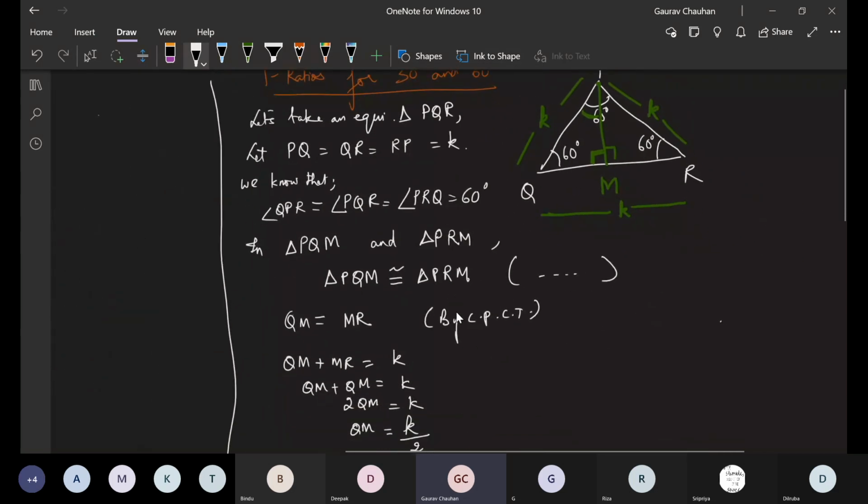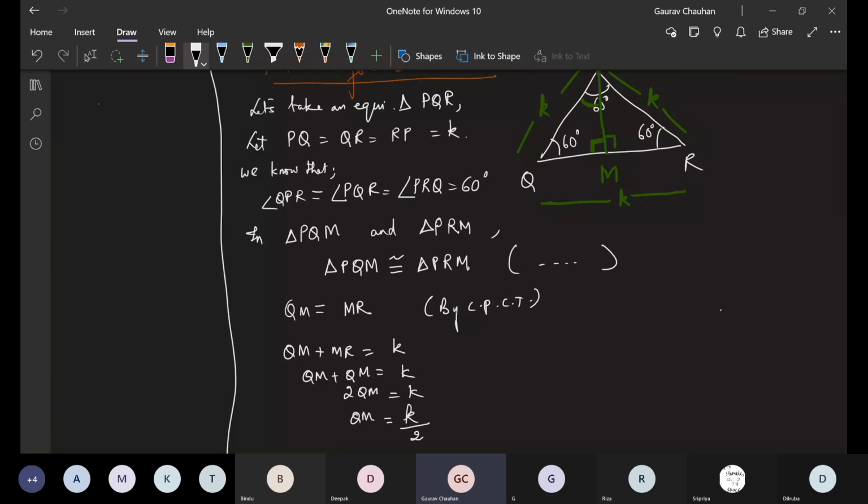Anyone has any confusion so far? Okay, so what Dilruba has concluded here is QM is K by 2. And obviously MR is also K by 2, but we need only one triangle. We will do everything we want with this triangle. Everyone following so far? Any questions?